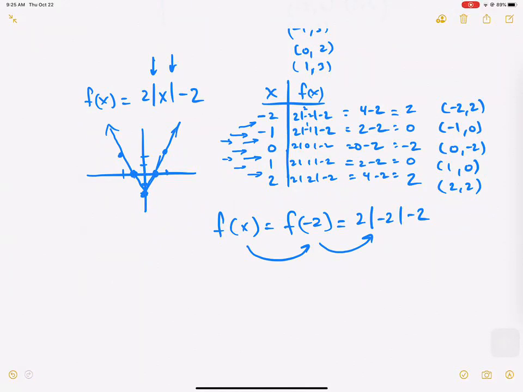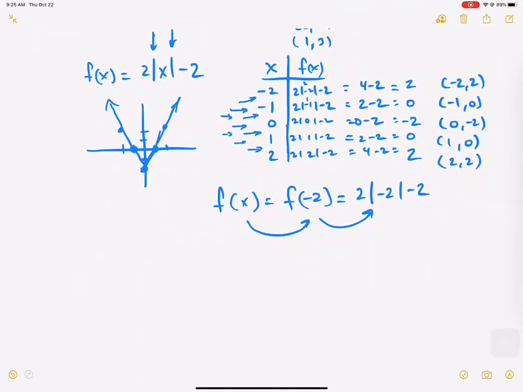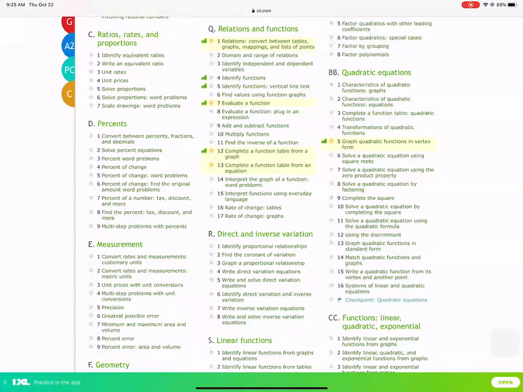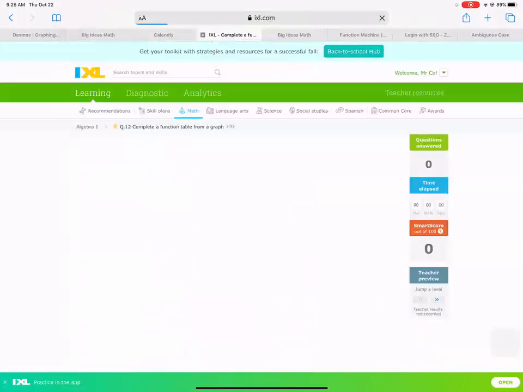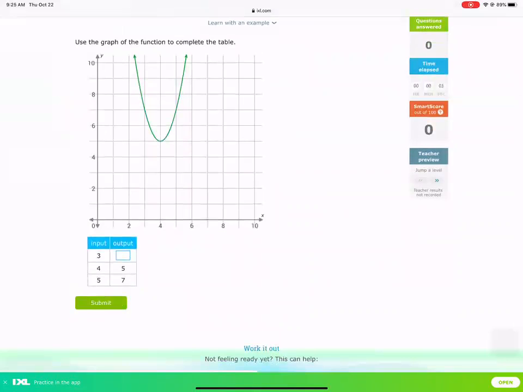Okay. Now let me check if there's anything else. Oh, there's one more thing. Let me go ahead and show you guys today's IXL work. Okay, we have 3 assignments today. This one's pretty simple. If you look at this problem, it says, use the graph of the function to complete the table. Now, they gave us some points already here. I want to make sure that these make sense to you.